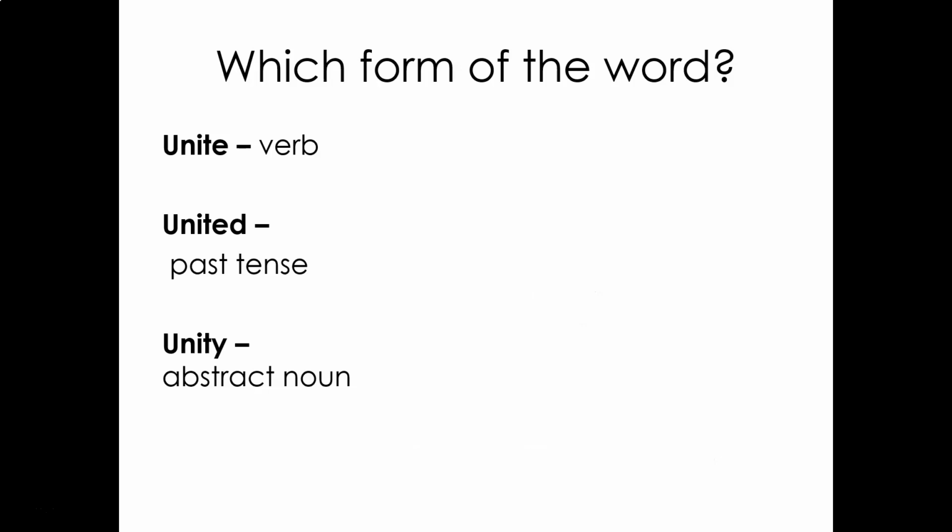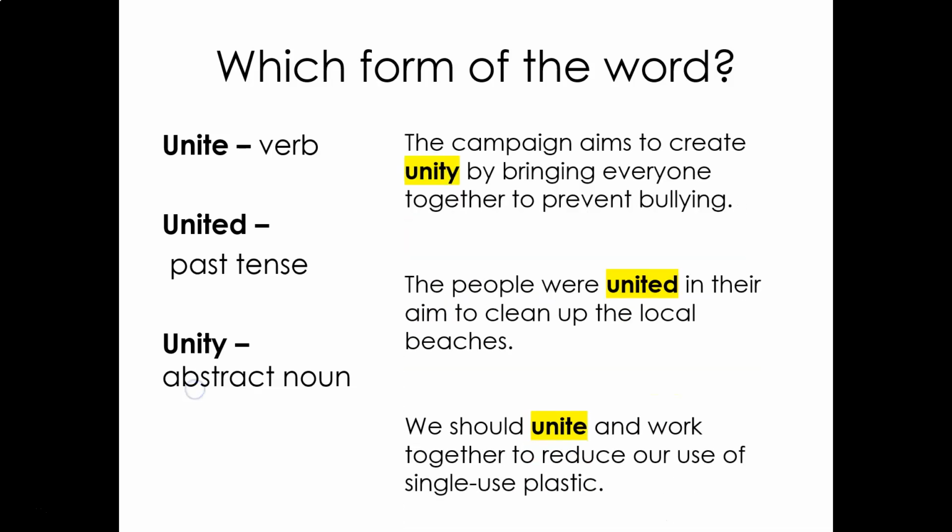Okay, so we're ready to check our answers now. Grab yourself a different coloured pen, get ready to fix up as we go, or just tick them off if they are right. Number 1 says the campaign aims to create unity by bringing everyone together to prevent bullying. So this one was our abstract noun.